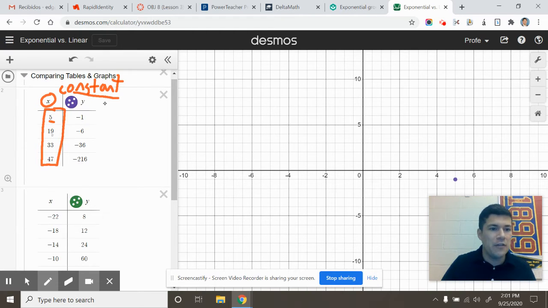So when I look at 5, 19, 33, and 47, I see that my x values are actually going up by 14. So they're constant. That means that I can look at the pattern of the y's without any reservations. I don't have to worry about the x's being randomly scattered. So I can really just look at the pattern of the y's. So here I go. My y's go -1, -6, -36, and -216. Now I can pretty quickly rule out linear. All right, here's why I'm going to rule out linear. This is not a linear pattern.